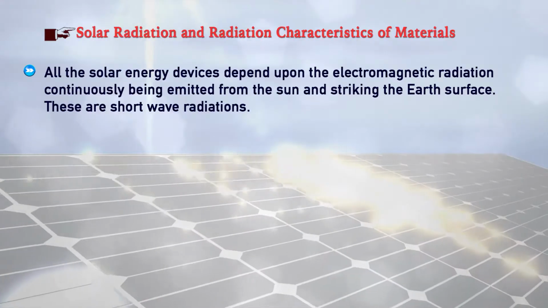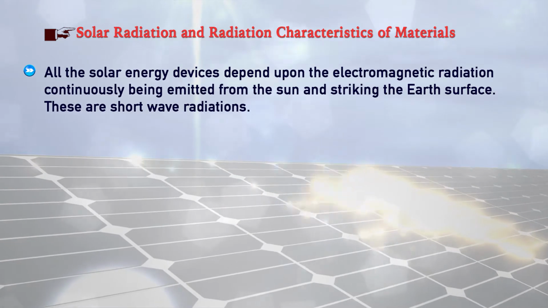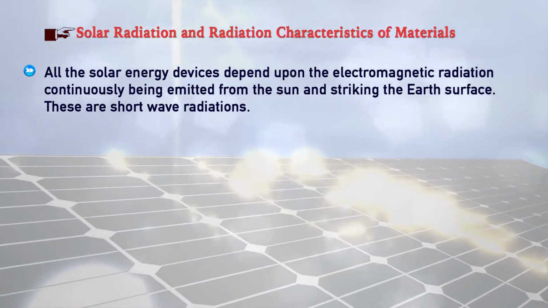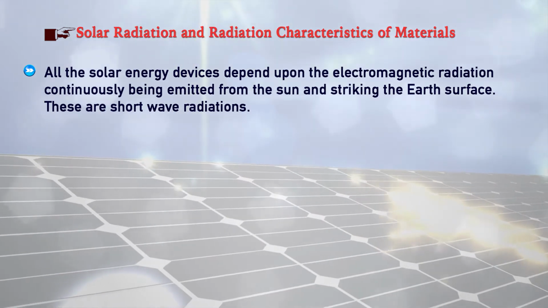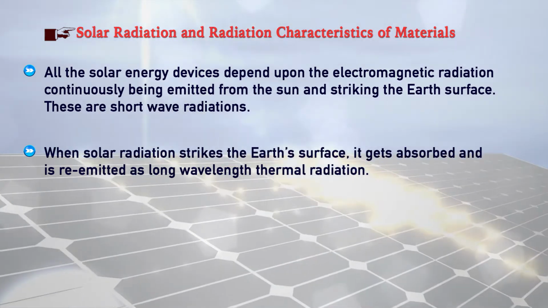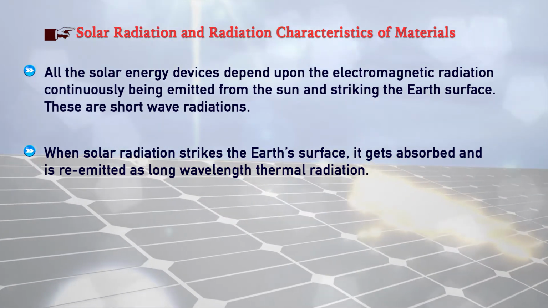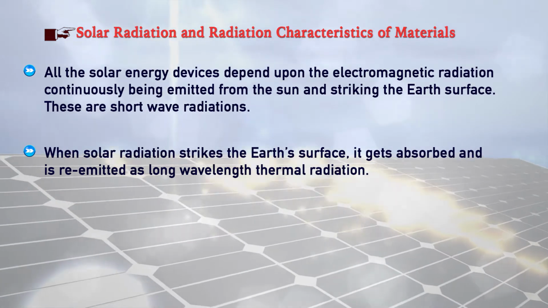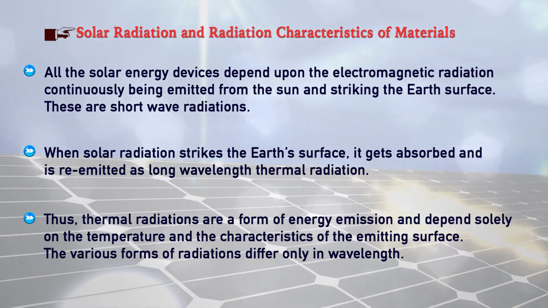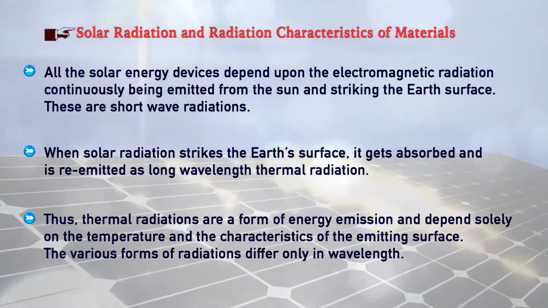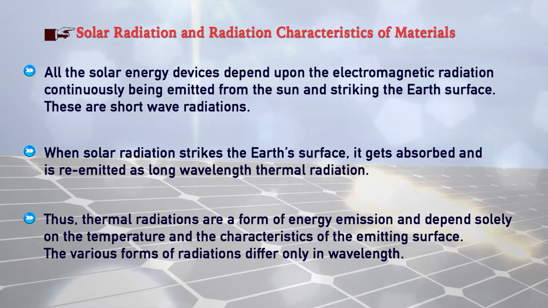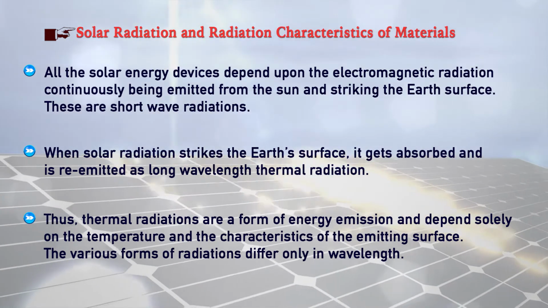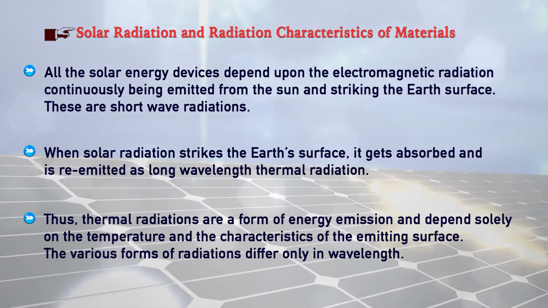As you know, all the solar energy devices depend upon the electromagnetic radiation continuously being emitted from the sun and striking the earth's surface. These are the short wave radiation. When solar radiation strikes the earth's surface, it gets absorbed and is re-emitted as long wave thermal radiation. Thus, thermal radiation is a form of energy emission and depends solely on the temperature and the characteristic of the emitting surface. The various forms of the radiation differ only in wavelength.